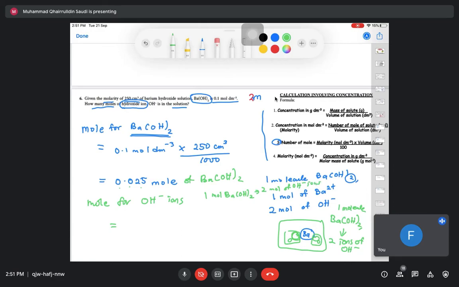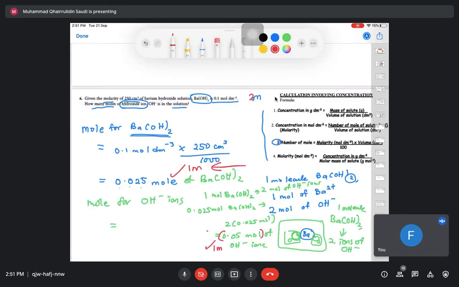So, 0.025 mole of barium hydroxide ada berapa? Darablah. 2 times 0.025 mole. So, berapa? 0.05 mole of hydroxide ions. So, sini 1 mark. Sini another 1 mark. Siapa tak buat sampai sini, dia dapat 1 markah sahaja.